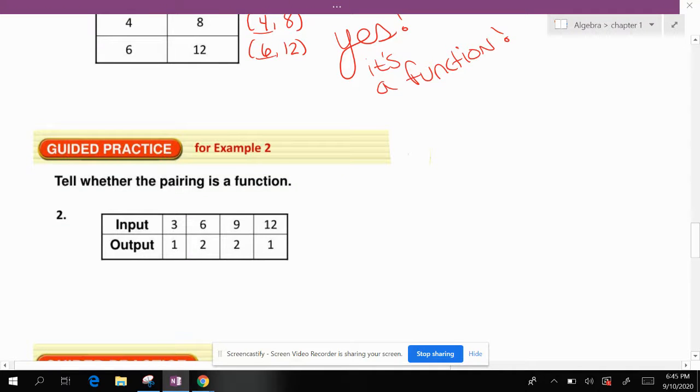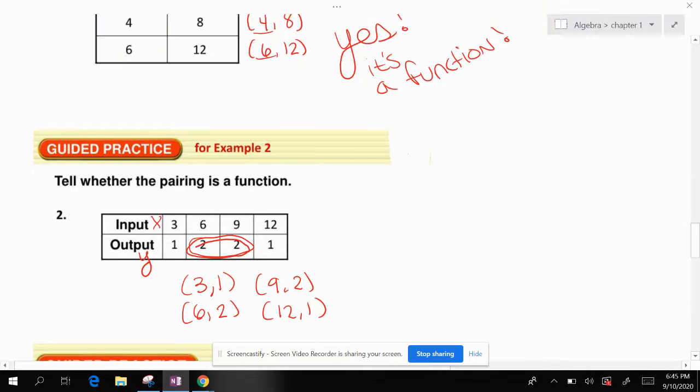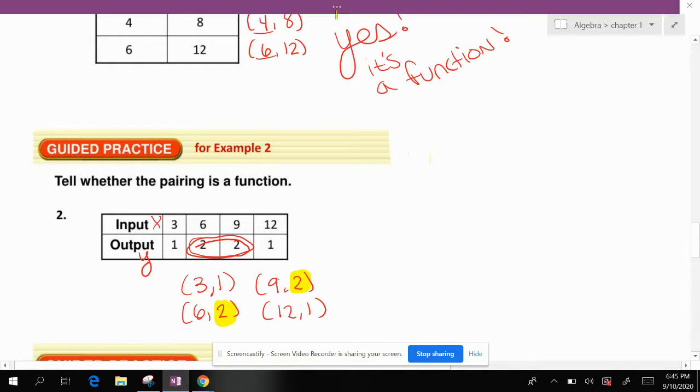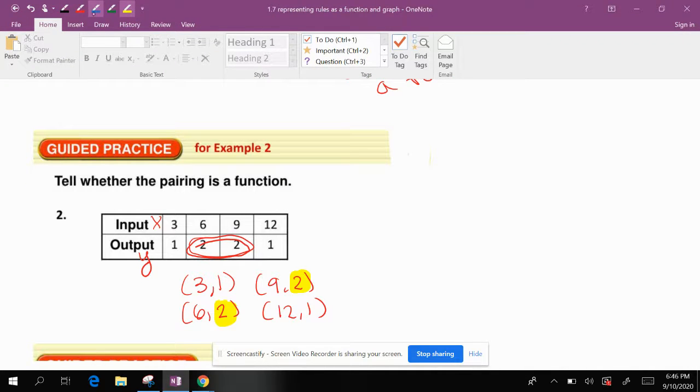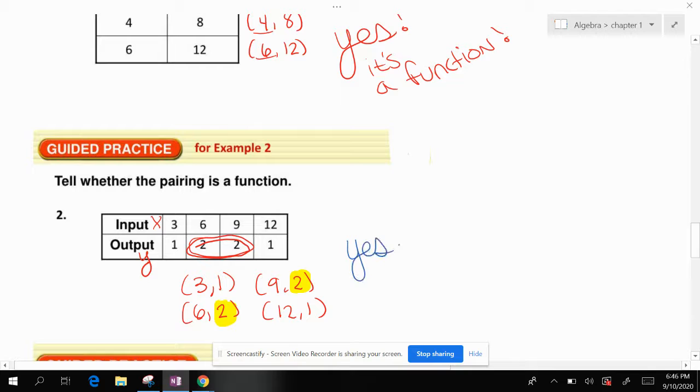Let's look at another example. So these are just showing you tables that are just kind of all placed a little bit differently. So remember, input means x, output means y. Here are my points. I have 3, 1, 6, 2, 9, 2, and 12, 1. Now here, 2 is repeating, right? Right here and right here. So 2 is repeating, but in order to be a function, x cannot be repeating. Y can be repeating. It's just x. X cannot appear more than once. So does x appear more than once in these sets of points? No, it does not. So is this a function? Yes, it's a function.